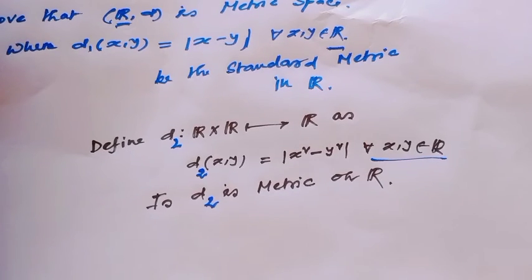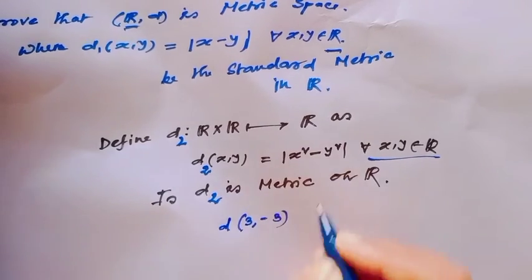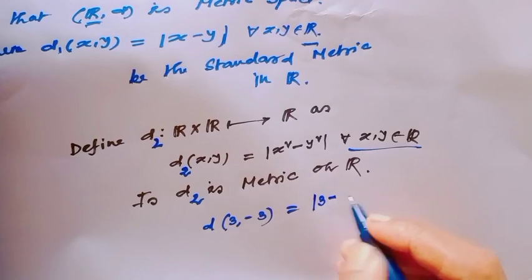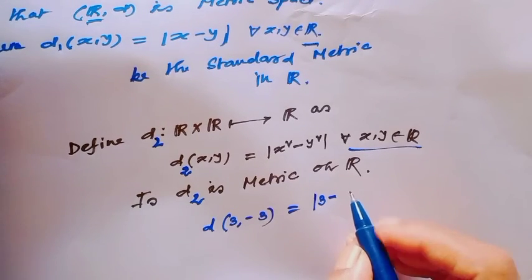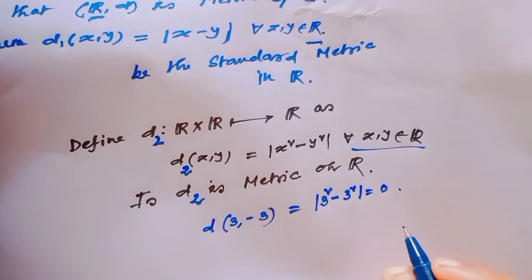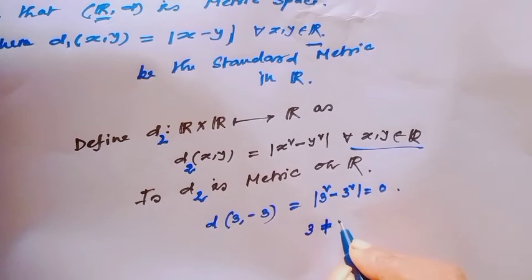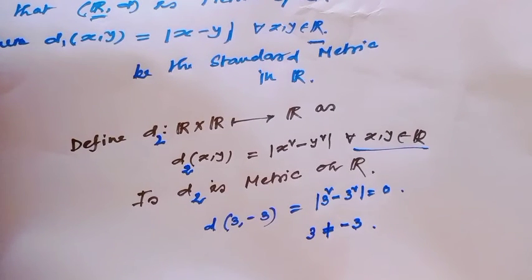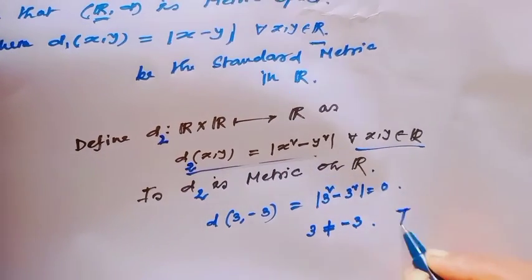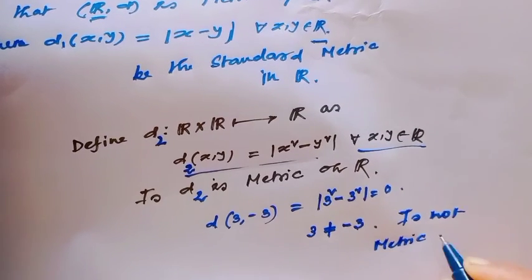Let us verify it. Consider 2, 3 and minus 3. Notice the absolute value of 3 squared, obviously minus 3 squared, is always equal to 0, but 3 is not equal to minus 3. So D2 is not a metric on R. Are you getting?